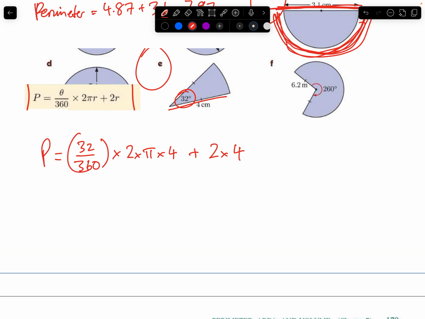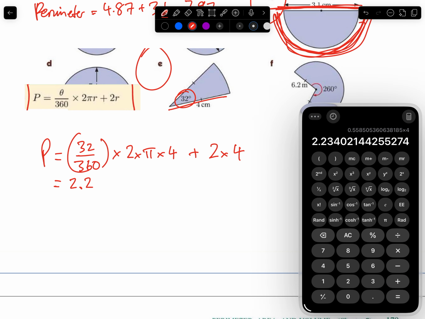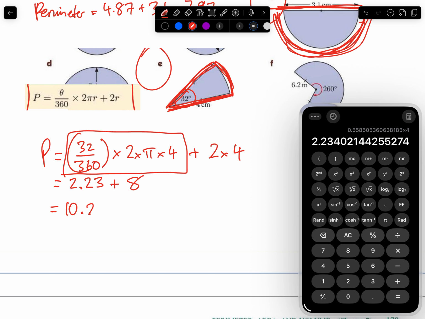So you need to do this in BEDMAS order with a calculator. So the brackets first, 32 divided by 360 is that number, times 2, times pi, times 4, so 2.23 is this bit we just worked out. 2.23 is this little curved part on the pizza slice, plus 2 times 4 is 8. Why 2 times 4? Because I have this length, which is 4, and that length, which is 4, adding up to 8, so it's going to be 10.23 centimeters for the perimeter of E.